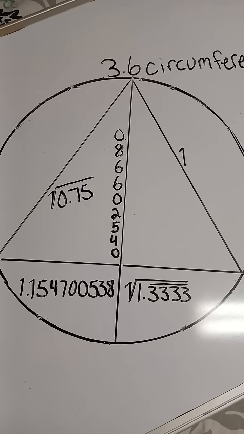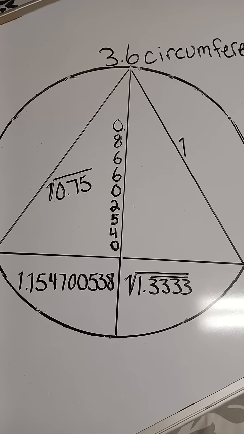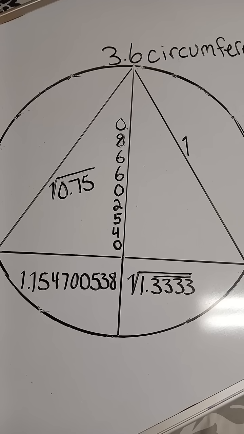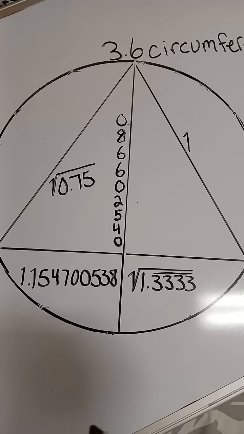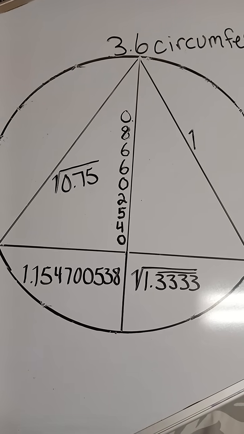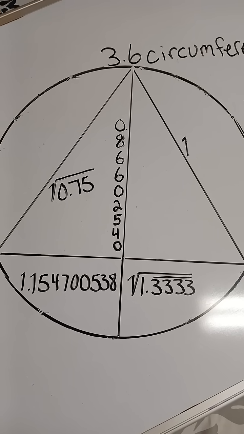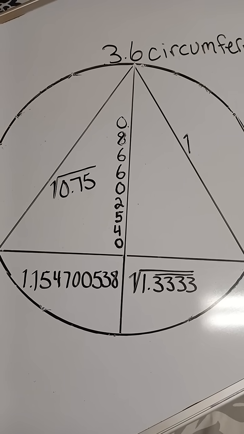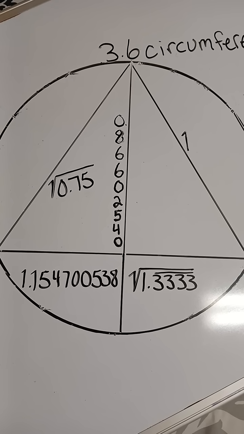Not only is the height of the equilateral triangle's square 0.75 and the diameter squared is 1.3 repeating, when you divide the diameter by the equilateral triangle height, you also get 1.3 repeating, and vice versa. Whenever you take the equilateral triangle height and divide it by the diameter, you get 0.75.